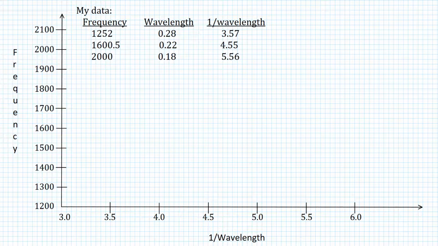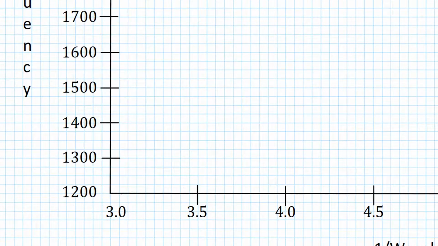Now it's time to plot our data points. We've determined the scales, we've got our graph ready to go. We have to plot our points. So I'm looking for a frequency of 1,252, and I look at my vertical axis, my y-axis, and I see that 1,200 is here, and each line is 25 more, so 1,225, 1,250. So 1,252 is just a little bit bigger than that line, probably right about there.